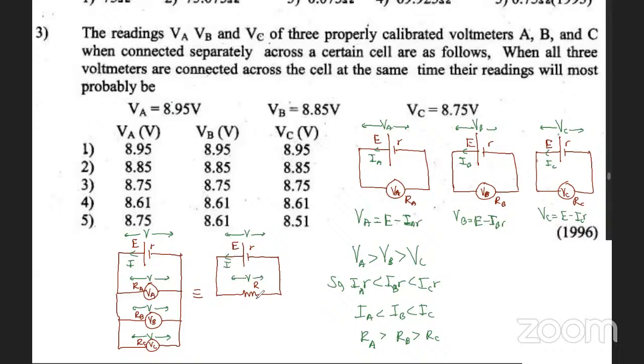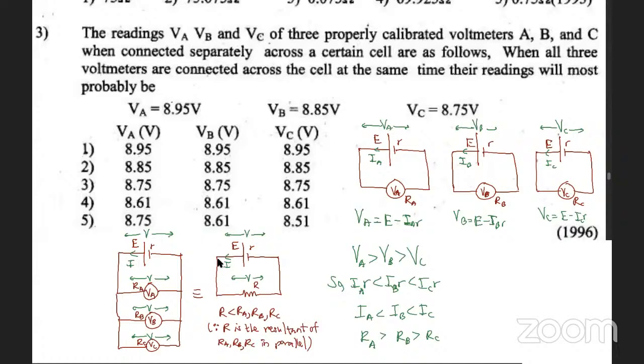Can someone tell me a relationship between R, RA, RB, RC? R will be less than all three of them. Do you agree with me or not? R will be less than all three of them. Why? Because R is the resultant of RA, RB, RC in parallel.